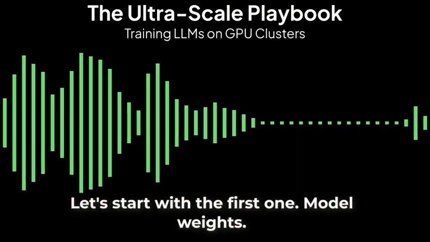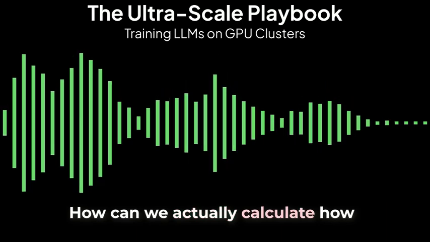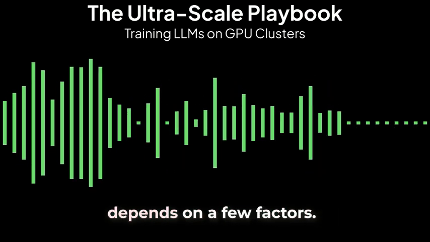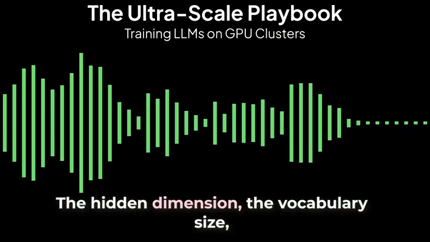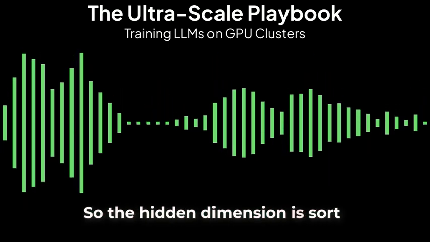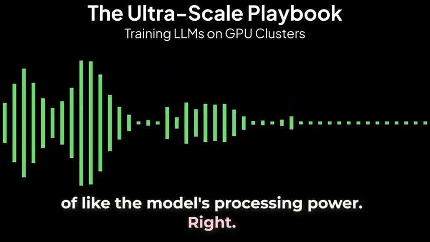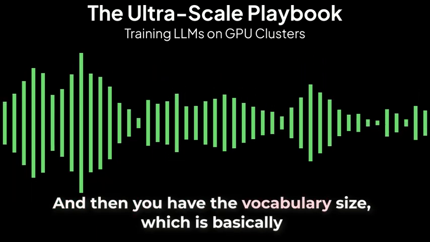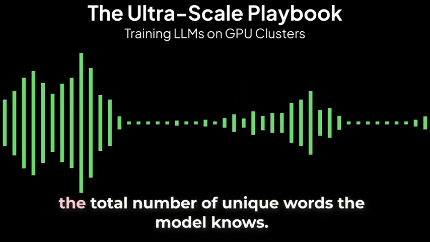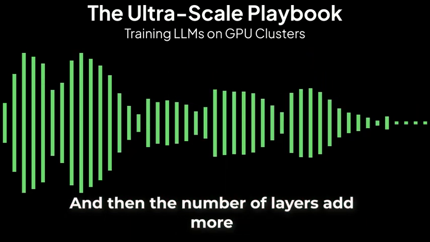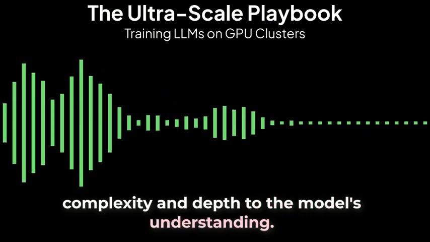Let's start with the first one, model weights. How can we actually calculate how much memory they're going to use? For transformer-based LLMs, it depends on a few factors: the hidden dimension, the vocabulary size, and the number of layers. So the hidden dimension is sort of like the model's processing power, right? Like the number of neurons in a brain. That's a good way to think about it. And then you have the vocabulary size, which is basically the total number of unique words the model knows. And then the number of layers add more complexity and depth to the model's understanding.